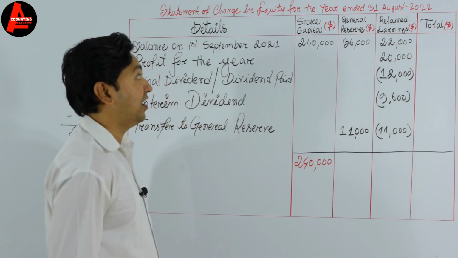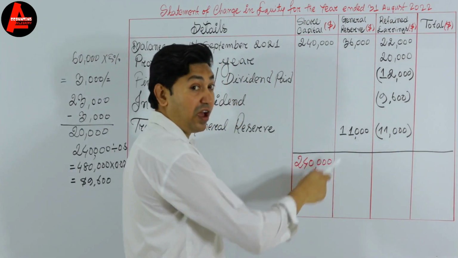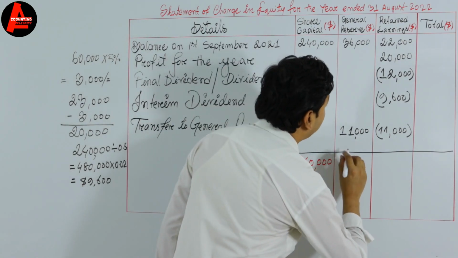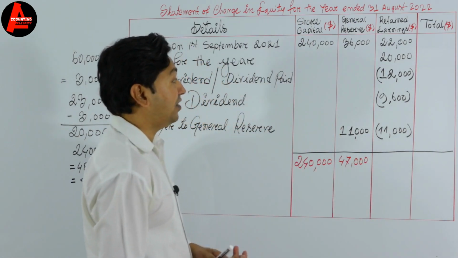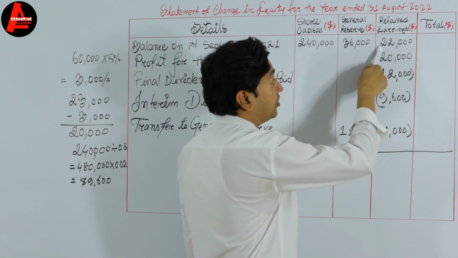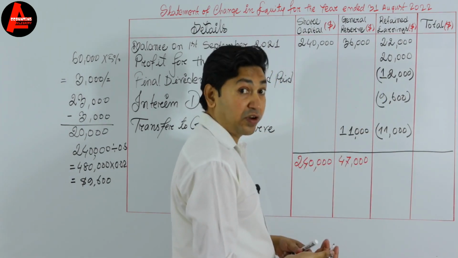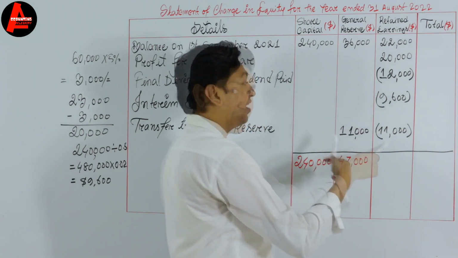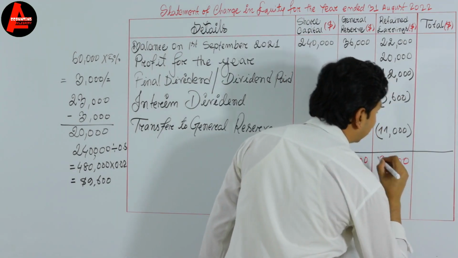Okay, now here general reserve, here we have $36,000, here we have $11,000. If we sum up, we get $47,000. Now here first of all we need to add these two amounts, 22 plus 20 equal to $42,000, and from this $42,000 we have to subtract all three amounts. Then what we get is $9,400, right?